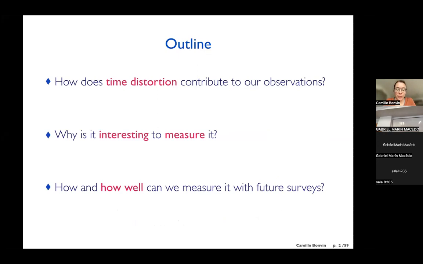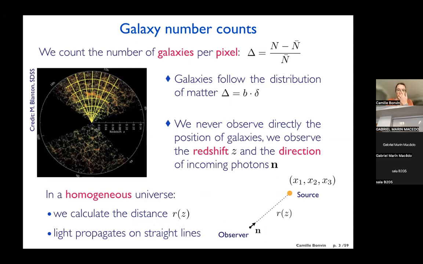And so I will describe the method that we use in order to measure this distortion of time with future survey. Okay, so to understand how the distortion of time contributes to our observable, we first need to understand what we are really measuring, what is our observation.